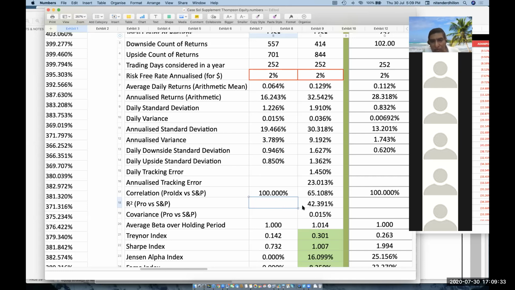Why is your R square coming to 42%? Then it should be aligned. If it's so well aligned with the index, it should be closer to 80, 90%, closer to 100. And I'll just show you for the others. Yes, for some of the funds, the R square is that high.